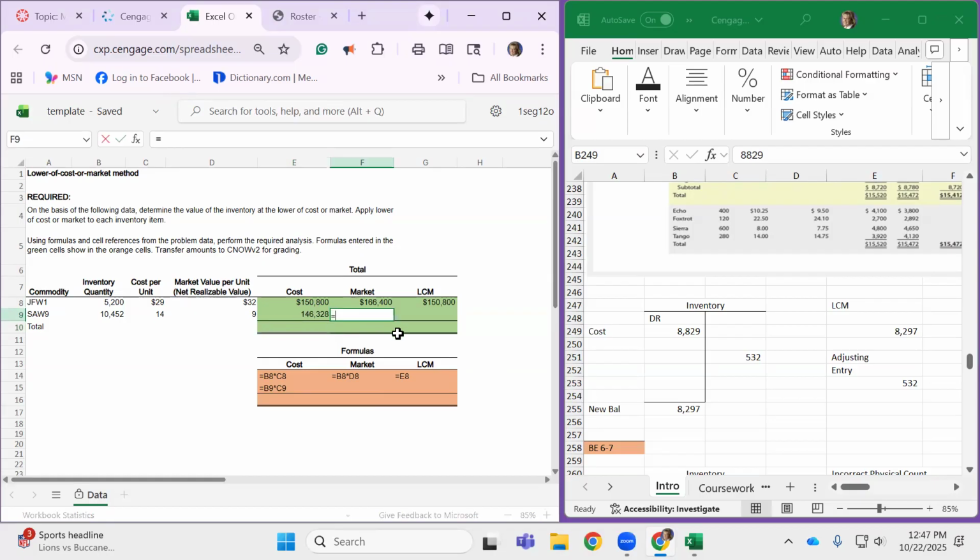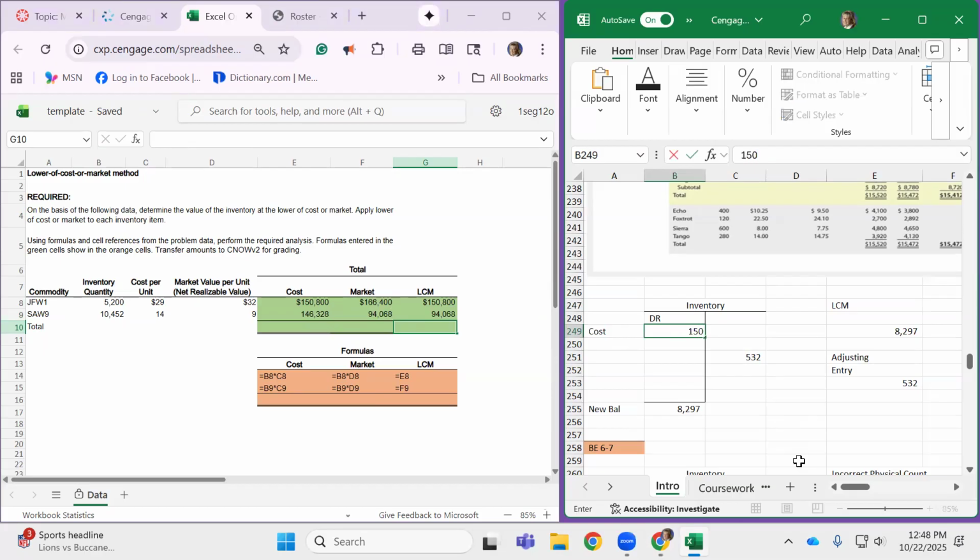So our market value is going to be lower. Yep. Market value is going to be lower than our cost. We're going to keep the market. Okay, we're going to keep the market. So we've got to mark our inventory down. So I'm going to show you this in this scenario here. Okay, so I'm going to show you the first one, right? So the first one cost us $150,800.